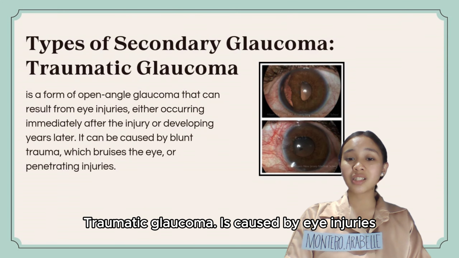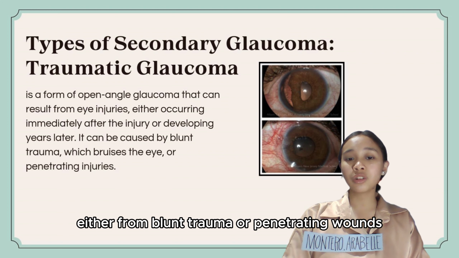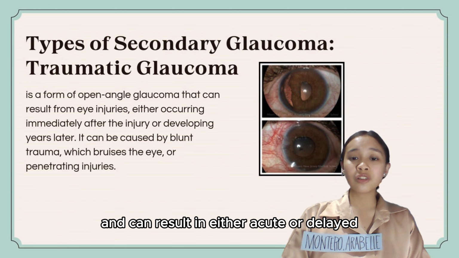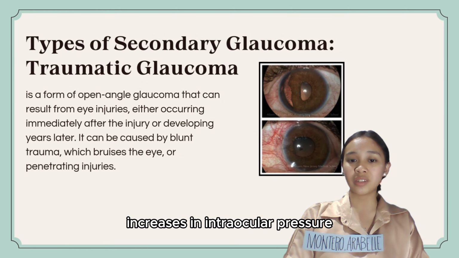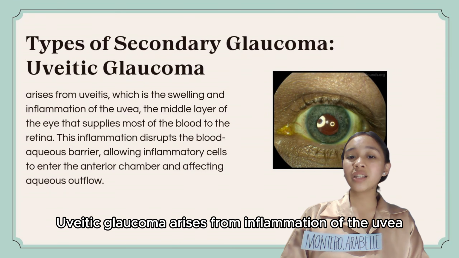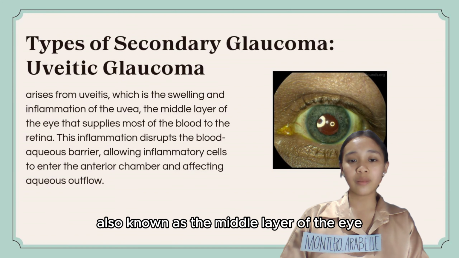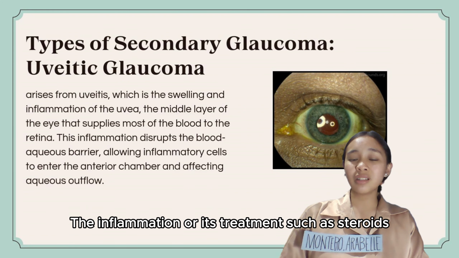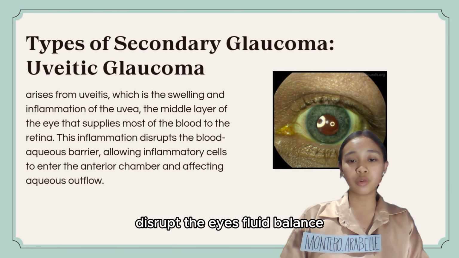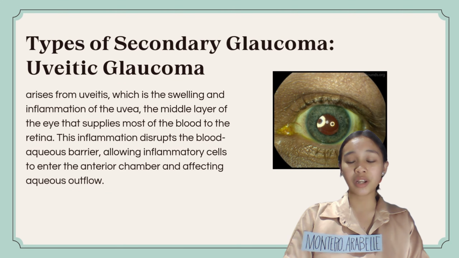Traumatic glaucoma is caused by eye injuries, either from blunt trauma or penetrating wounds, and can result in either acute or delayed increases in intraocular pressure. Uveitic glaucoma arises from inflammation of the uvea, also known as the middle layer of the eye. The inflammation or its treatment, such as steroids, disrupts the eye's fluid balance, leading to increased pressure.